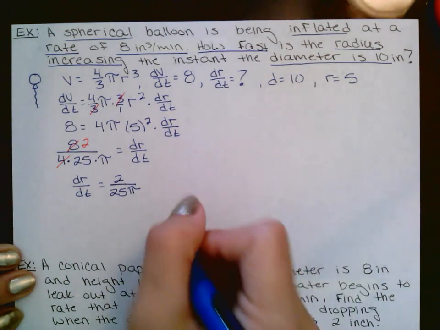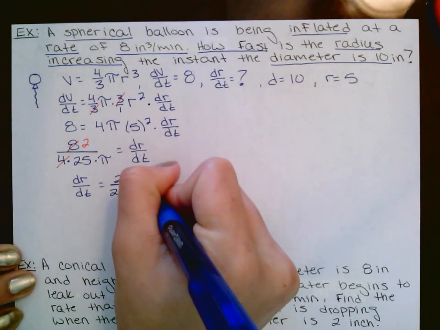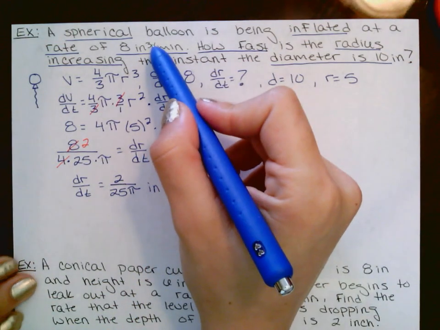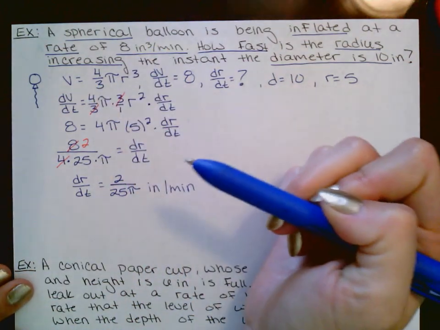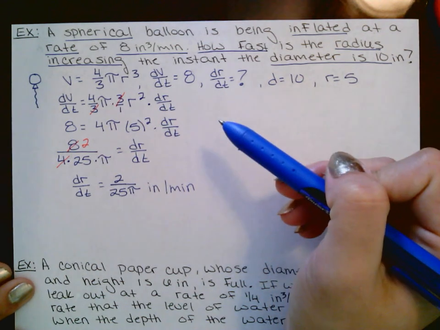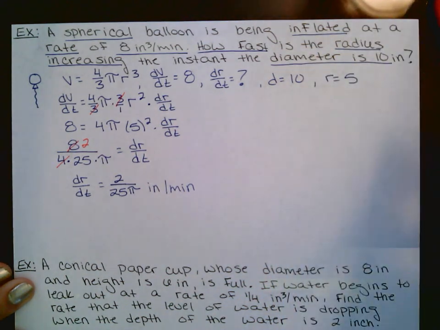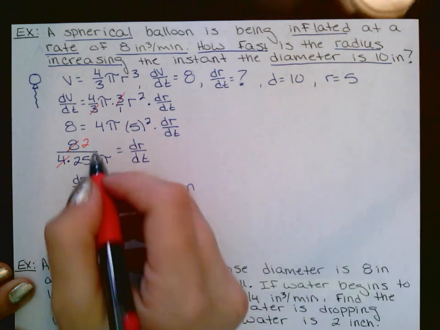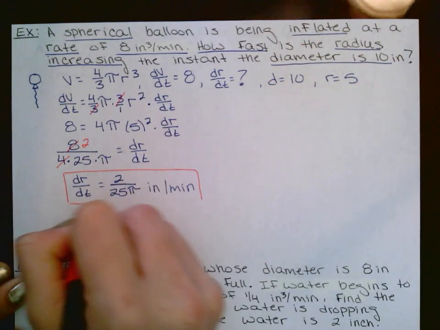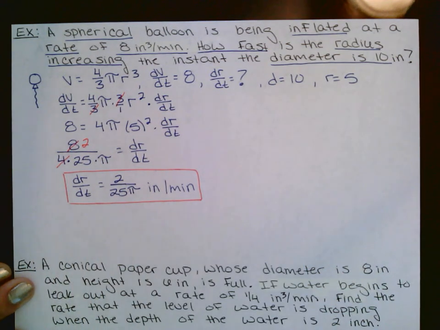And then we were working with inches per minute. Now I know this one over here had a cube, but that's because they were talking about the volume's rate of change. We are talking about the radius's rate of change, which is a one-dimensional measurement, okay? So at this point, you are done with this question. Let's move on to the next one.